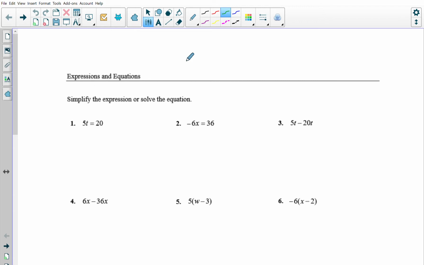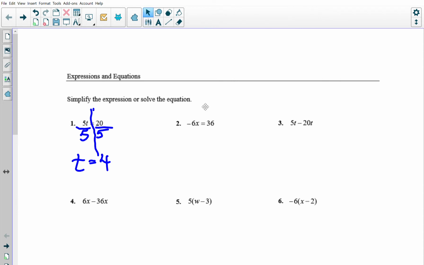So we begin with number 1, and the directions say to simplify the expression or solve the equation. So number 1 is an equation. You have an equal sign, and we're going to divide both sides of the equation by the coefficient 5, and my solution is t is equal to 4.